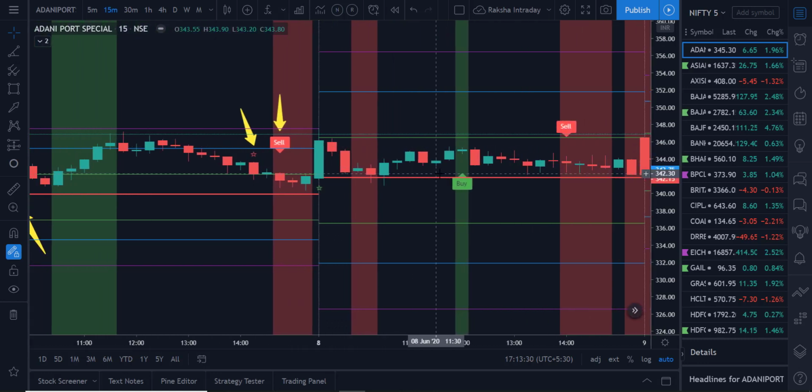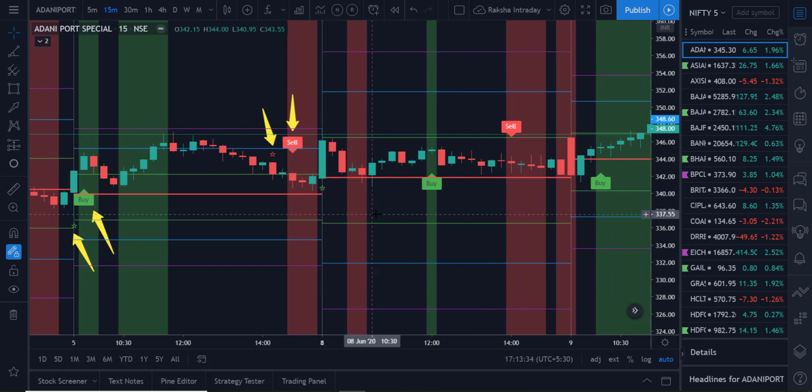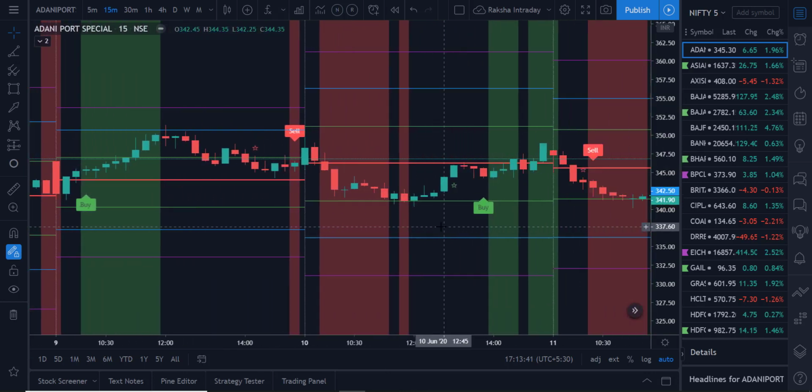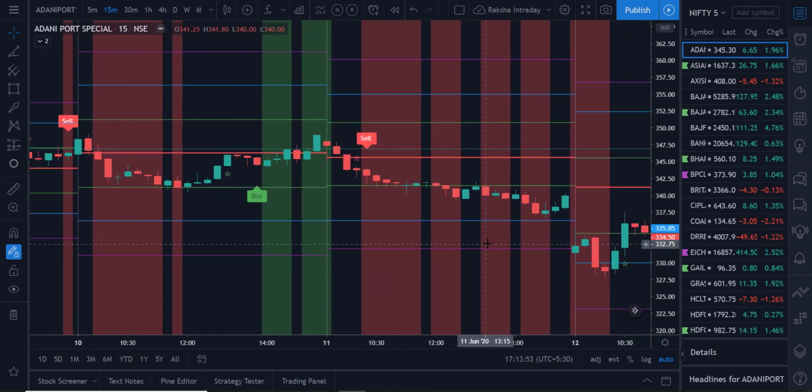Now I'll show you a few more examples of this kind of setup. Here's one star, but it's after 2 o'clock, so we won't enter here. I'll just scroll one more. Okay, here we got one. Now why won't we take it here? Because both of these are in black zones, so this setup is not proper for entry. So we'll ignore anything which is in a black zone.